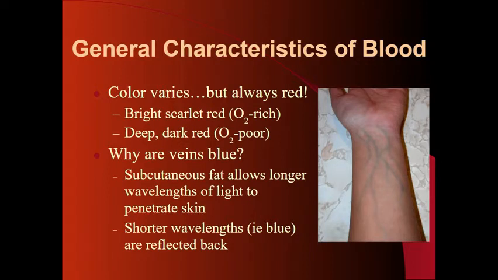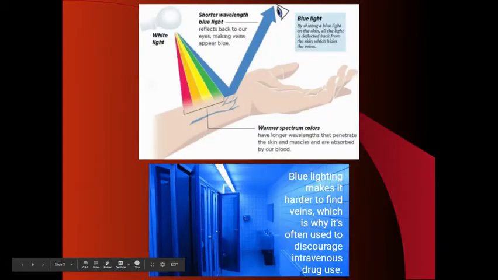So then why are veins blue? This has to do with how different wavelengths of light are absorbed by the skin. The subcutaneous fat, that's that hypodermal layer, allows longer wavelengths of light to penetrate the skin, and shorter wavelengths, like blue, are reflected back. And so that's why when we look at veins through our skin especially, they appear to be blue.